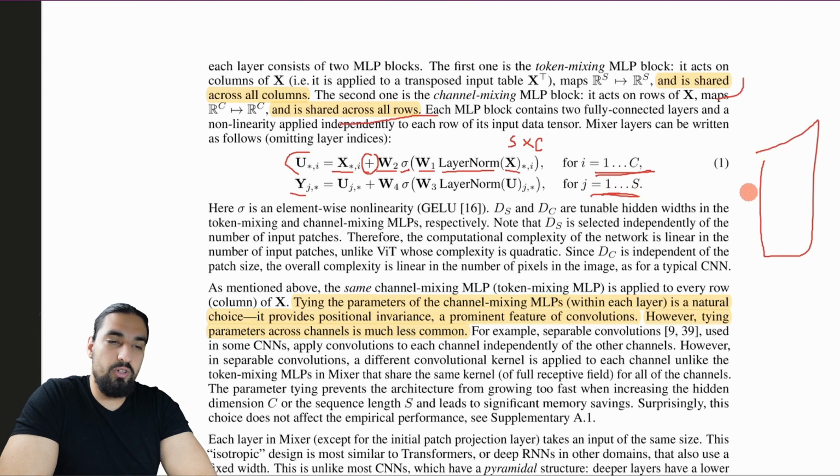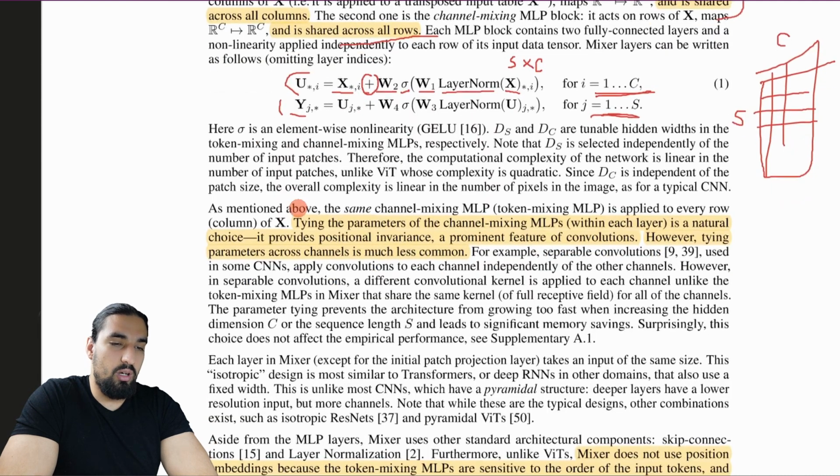So let me draw the matrix here. This is S, this is C. This goes across channels, so that means it's attending a bunch of different tokens. So it's a token mixer, and here we go across S. So that means we're doing channel-wise mixing. So these are the two equations I wanted to explain.